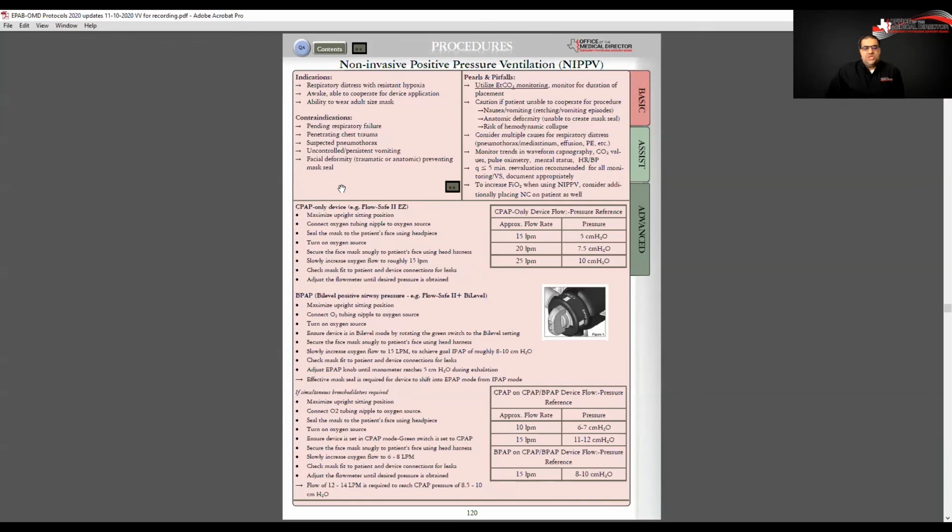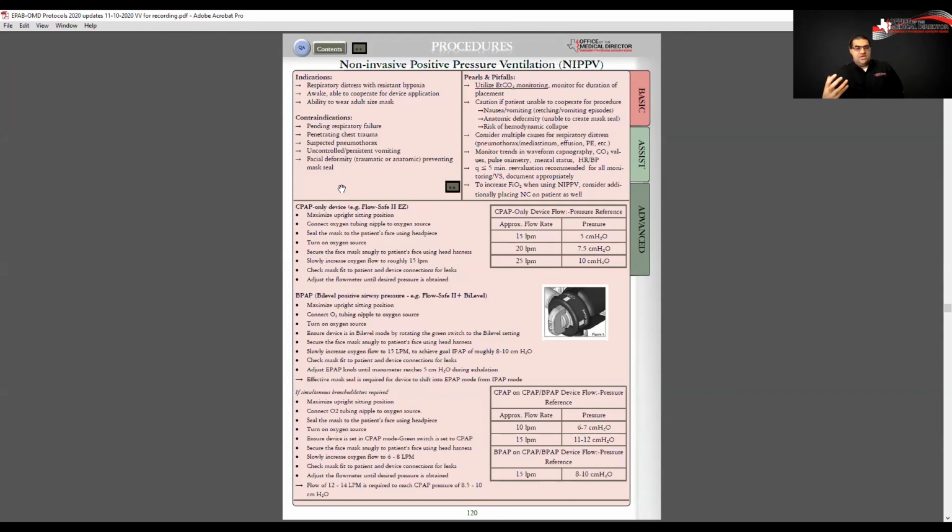This page is relatively new. It used to be the CPAP page, and as we've talked about throughout this video, it's now the non-invasive positive pressure ventilation, or NIPPV page. Part of that is because we are moving away from CPAP alone, which really focuses just on oxygenation, to a bilevel or BPAP type device. The same manufacturer of the FlowSafe 2 EZ, which is what we use currently in this system for CPAP, now has a bilevel positive pressure device.